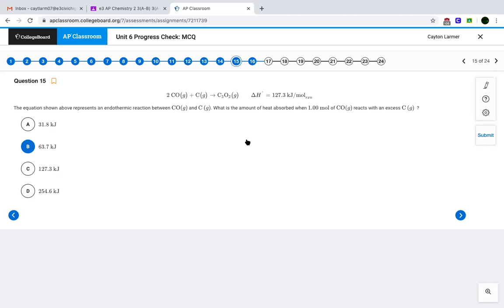Okay. All right. So, Idali, what did you get for this one? I got B because it's asking for 1 mole, and the delta H is for 2 moles. So I just divided it by 2, so I got B. B, perfect. Okay. So let's go through that from the beginning, right? So you get 1 mole.